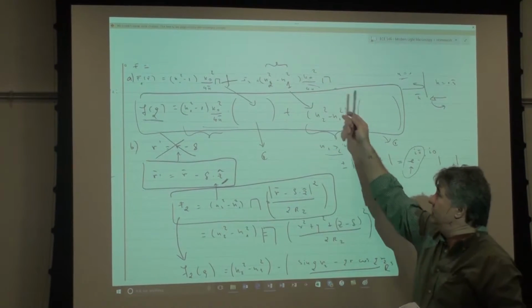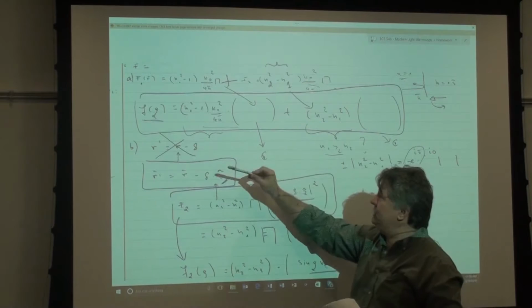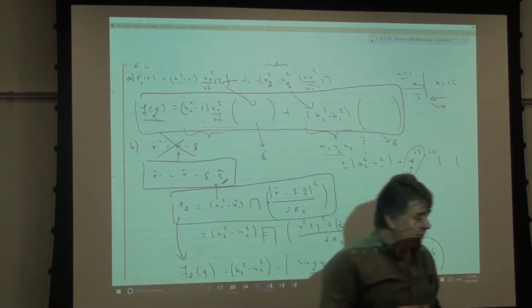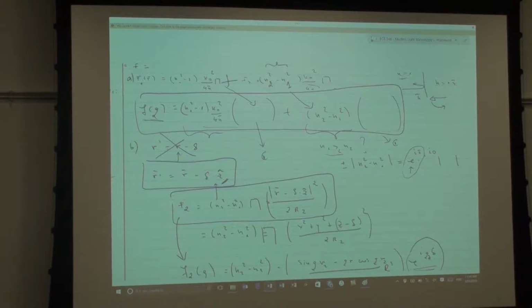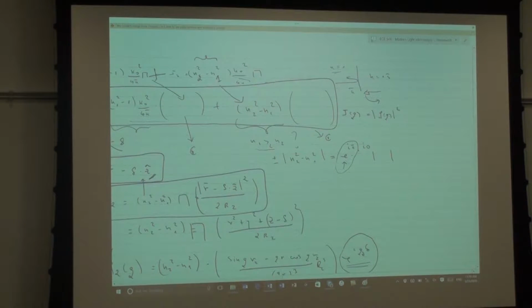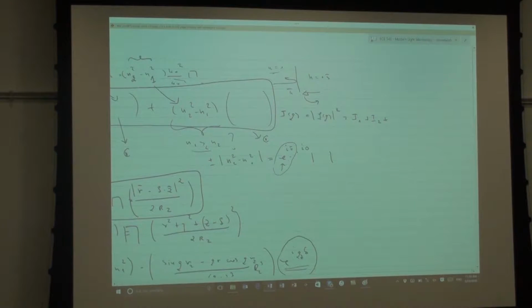You have to be looking at the intensity. So if I want to write the intensity of this, I have to write I of Q equals magnitude squared of F of Q. That will give you the intensity from one sphere, the intensity from the second sphere, plus 2 times the square root of the intensities of 1 and 2, and then the cosine of phi 1 minus phi 2.